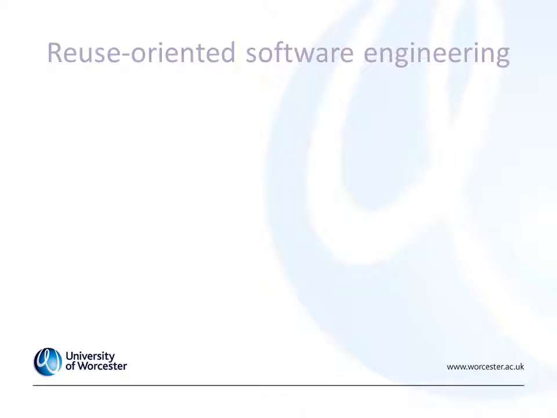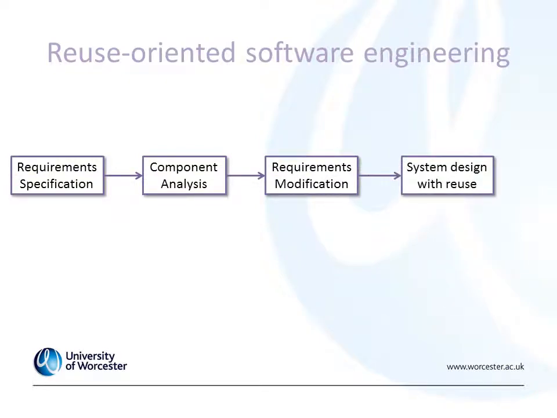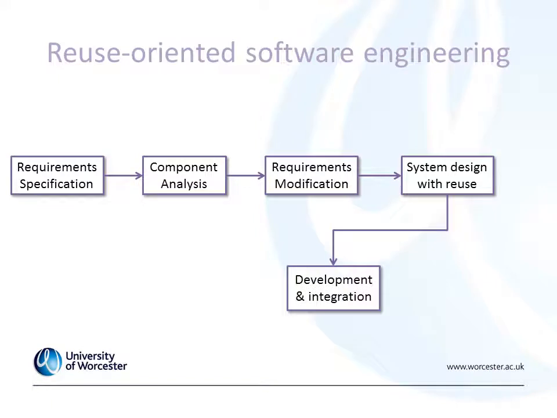Reuse-orientated software engineering really is where you go from requirement specification, components analysis, requirements modification. So you're actually modifying things, you do system design with reuse, you develop and integrate, and you validate the system. This basically is reusing something, adapting something. So for you gamers out there, if you're modding, that's what you're actually doing. You're doing reuse-orientated software engineering. So you're not changing everything, you're just changing bits of it. And you're modifying the requirements, reusing what's already there.